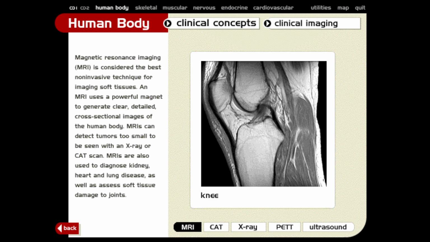Magnetic resonance imaging, MRI, is considered the best non-invasive technique for imaging soft tissues. An MRI uses a powerful magnet to generate clear, detailed cross-sectional images of the human body. MRIs can detect tumors too small to be seen with an X-ray or CAT scan. MRIs are also used to diagnose kidney, heart, and lung disease, as well as assess soft tissue damage to joints.